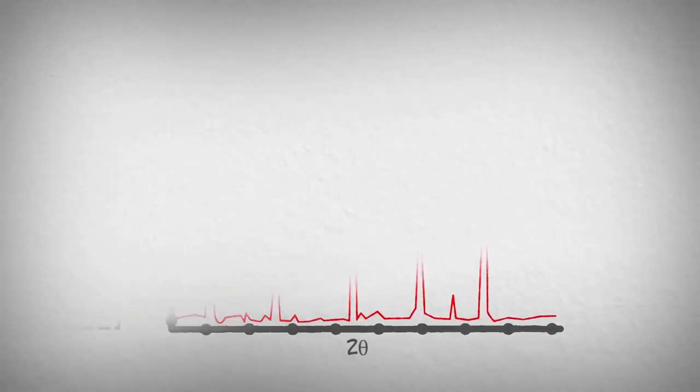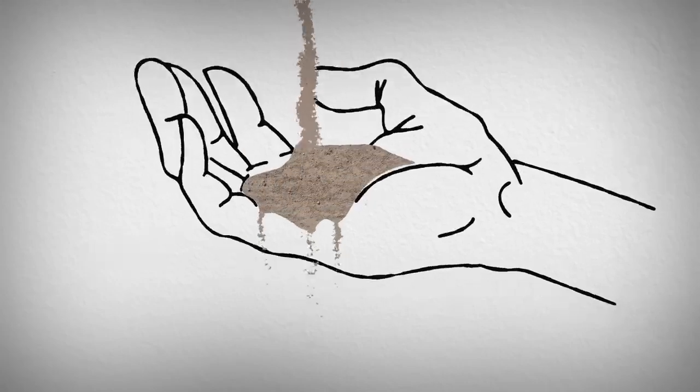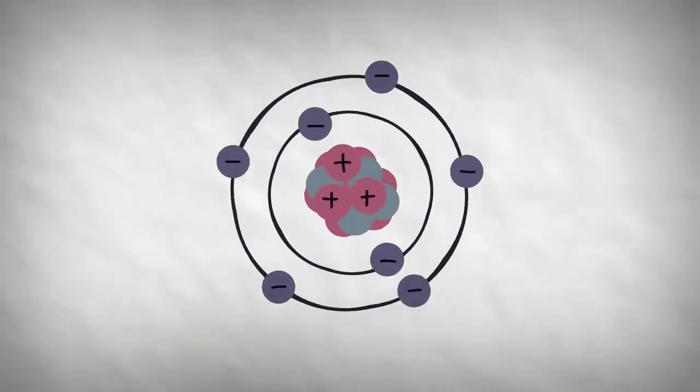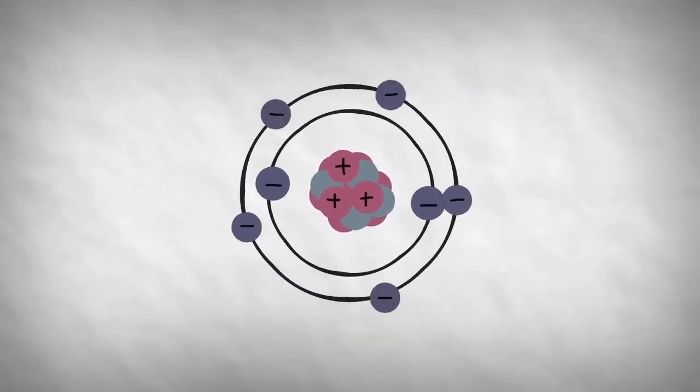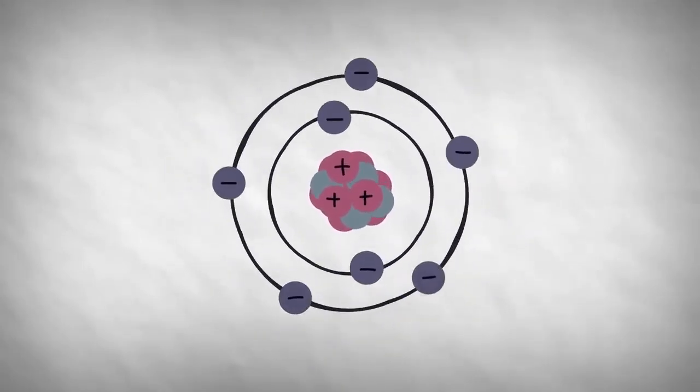the sample. Most materials are made up of many small crystals, like sand on a beach. Each of these crystals is composed of a regular arrangement of atoms, and each atom is composed of a nucleus surrounded by a cloud of electrons. It's at this scale that the story of X-ray diffraction begins.